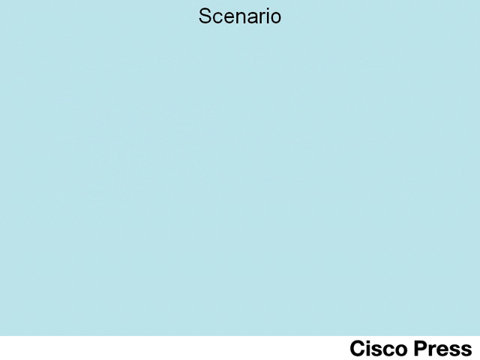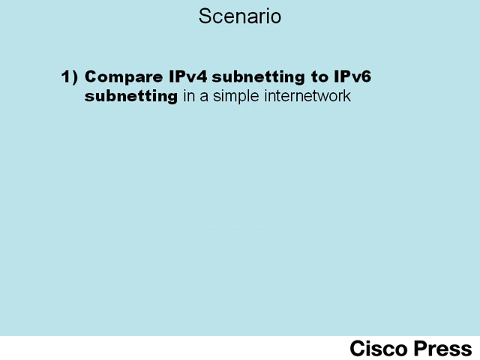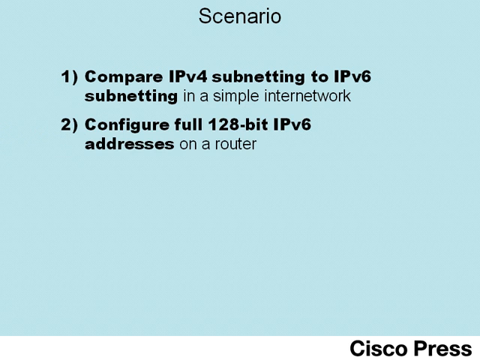This lab uses two main scenario steps to achieve these objectives. The first part of the lab compares IP version 4 subnetting to IP version 6 subnetting using a simple internetwork with two routers. The second step will configure full 128-bit long IP version 6 addresses on a couple of router interfaces.